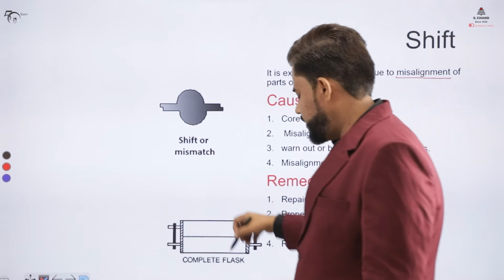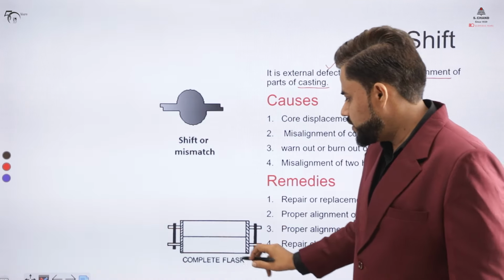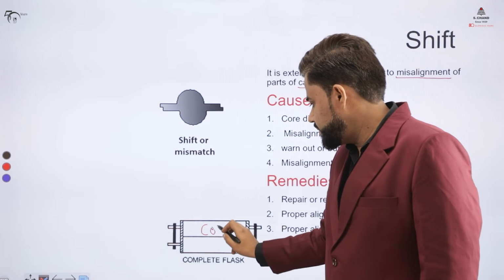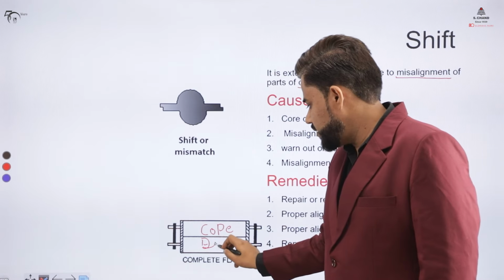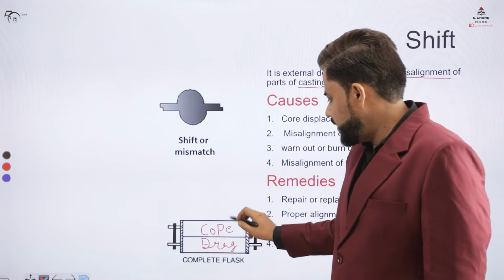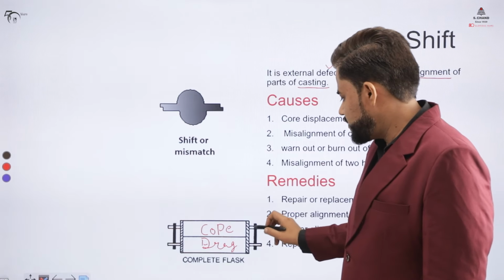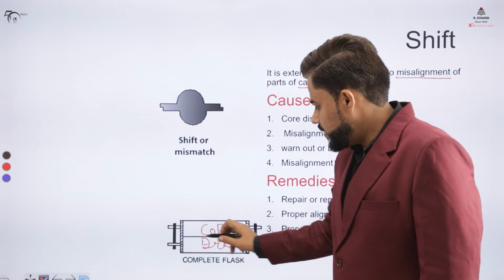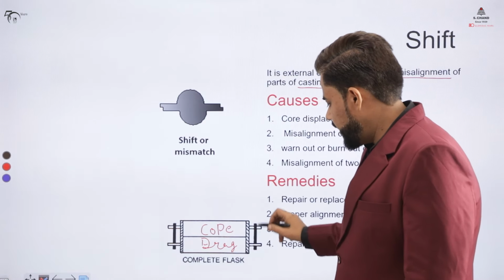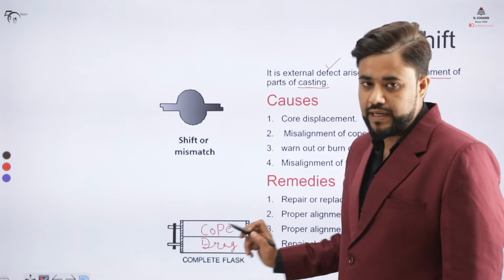Here we know that we have two parts of the flask, which is the cope part, the upper part, and the second part called the drag. And the cope and drag, you know that they are placed above each other with a parting line, and there is a pin which keeps both of them intact.